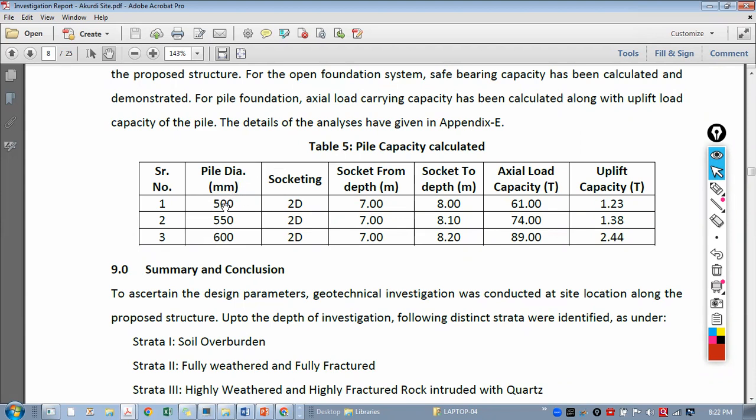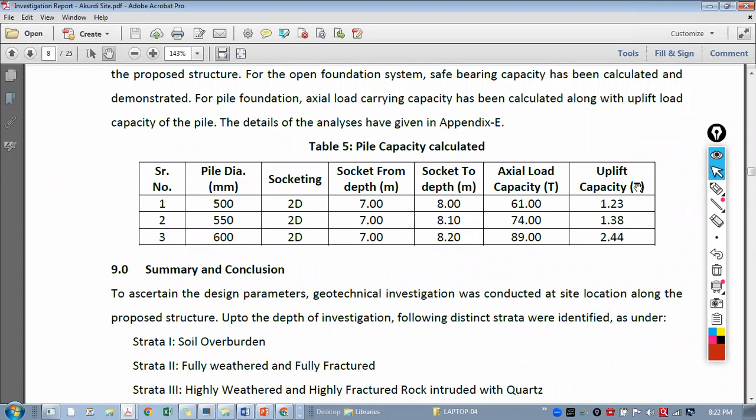If you are using 500 diameter pile, then do the socketing 2D, and the socketing depth is 7 meters, and the axial load capacity of this pile is 61 tons. That means 610 kilonewton, and uplift capacity is 1.23 tons. See, there is an uplift possibility also.